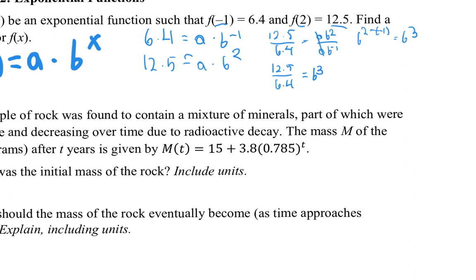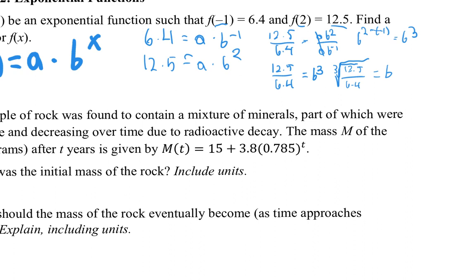And then we can take the third root of both sides. So the third root of 12.5 over 6.4. And you can go ahead and calculate this in your calculator, the third root of the whole thing. Just be careful with rounding because you might get something that's a little bit off, since it's going to be a very exact answer.